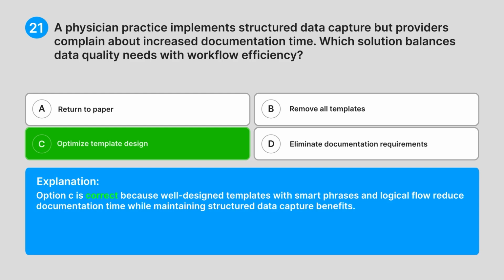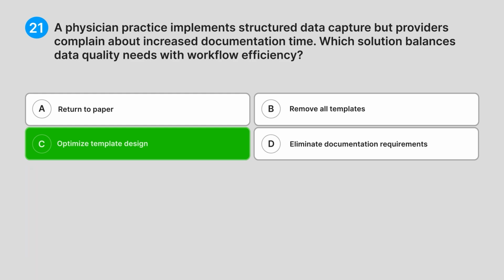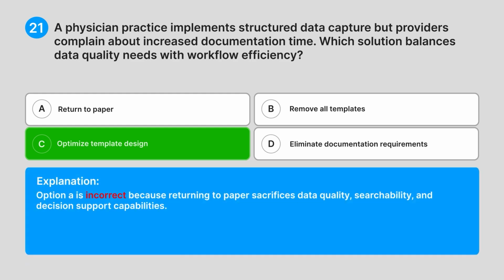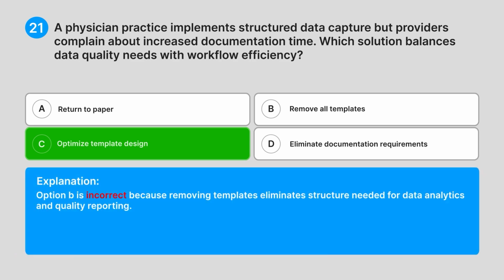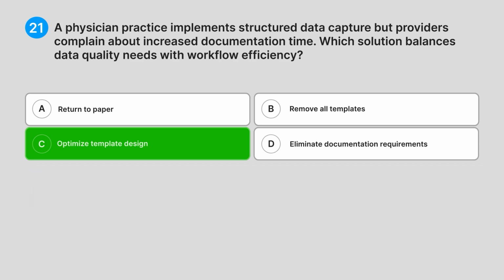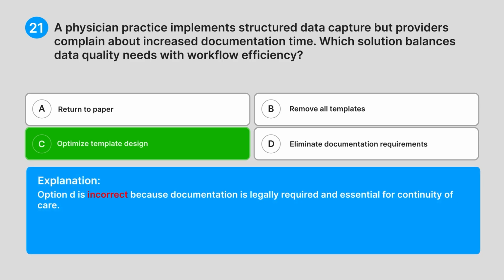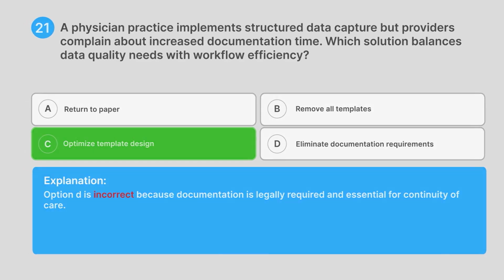Explanation. Option C is correct because well-designed templates with smart phrases and logical flow reduce documentation time while maintaining structured data capture benefits. Option A is incorrect because returning to paper sacrifices data quality, searchability, and decision support capabilities. Option B is incorrect because removing templates eliminates structure needed for data analytics and quality reporting. Option D is incorrect because documentation is legally required and essential for continuity of care.